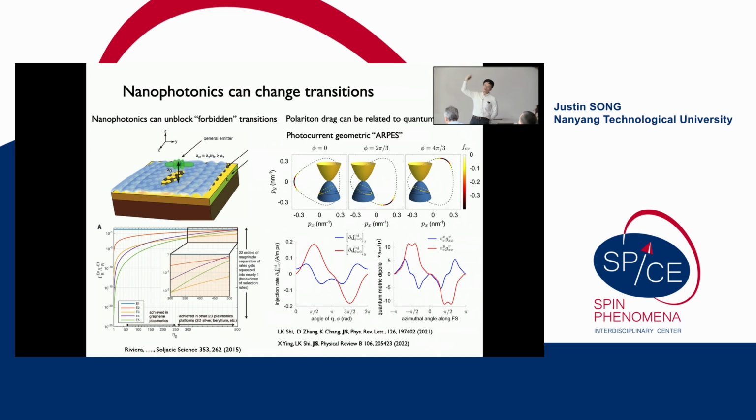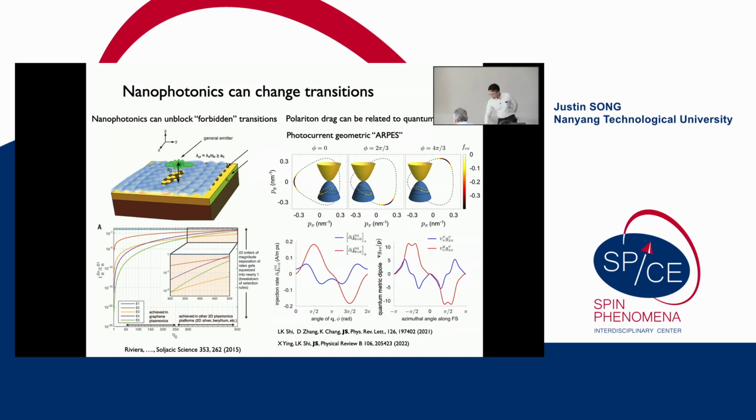These forbidden transitions, with Δn higher than 1, will go from, say, P to S orbitals, D to S orbitals. They're typically suppressed in usual free space, but if you put this atom close to a plasmonic platform, there's a dramatic increase of their transition rates.